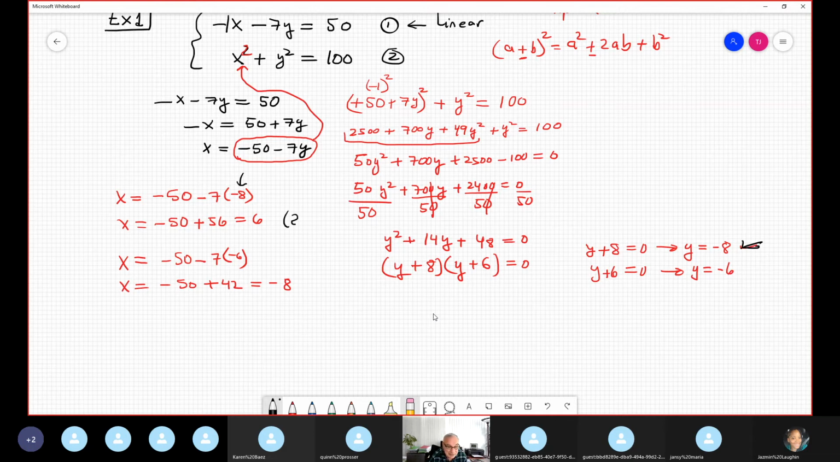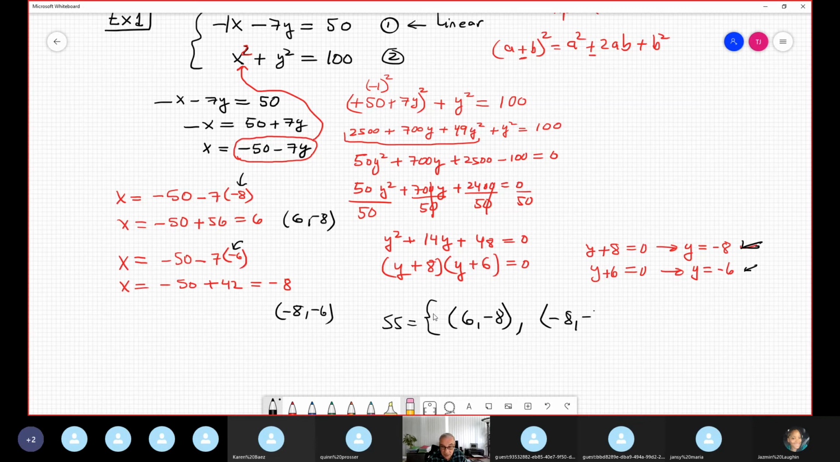So the point is 6 for the x value, negative 8 for the y value. And here I plug in negative 6, which was this. So x is negative 8, comma, negative 6. I discovered that we have two common points. The solution set is (6, negative 8) and (negative 8, negative 6).